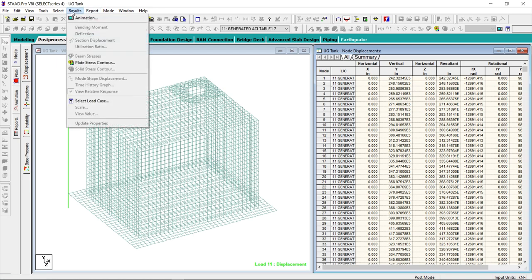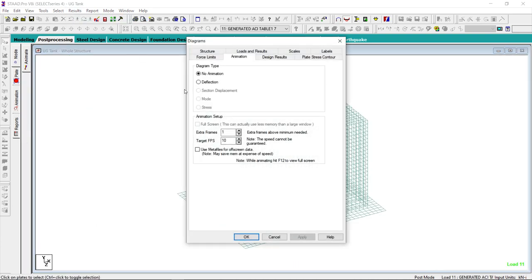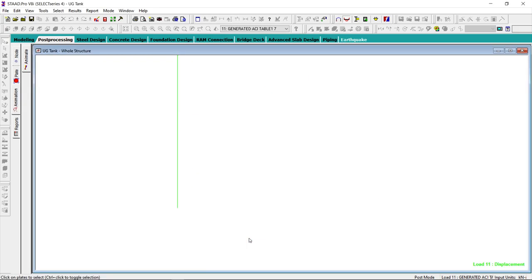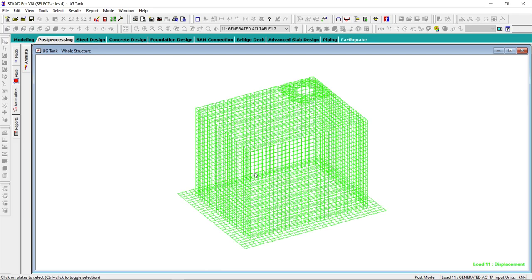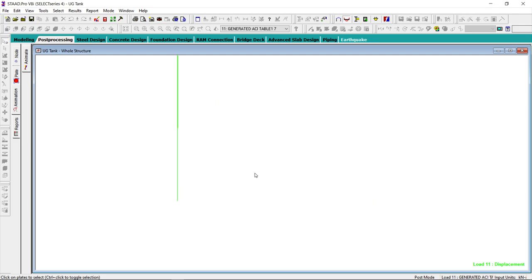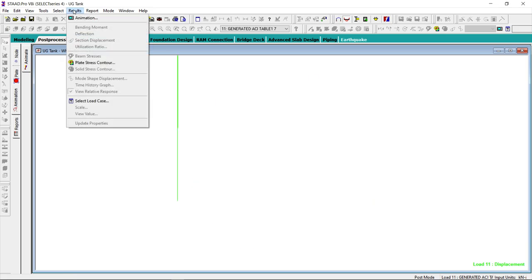Let us simulate. Animate deflection, apply. It goes out of the screen. So that means the STAAD result shows that the tank is uprooted. Let's stop this animation.